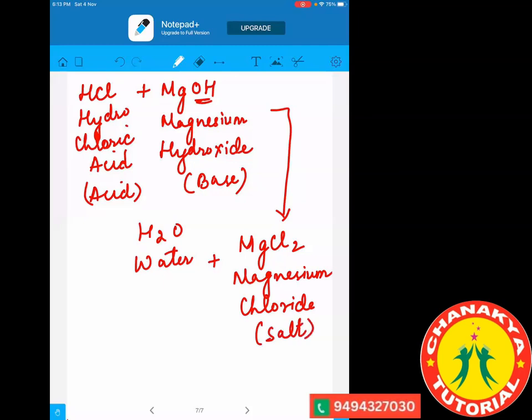So whenever the acid reacts with the metal, they form the salt and release hydrogen gas. And whenever the acid reacts with the base, they form the salt but release the water. And when acid reacts with the base to form the salt, this kind of reaction is called a neutralization reaction. So a neutralization reaction is a reaction in which acid and bases both react with each other to form the salt and water. Clear?